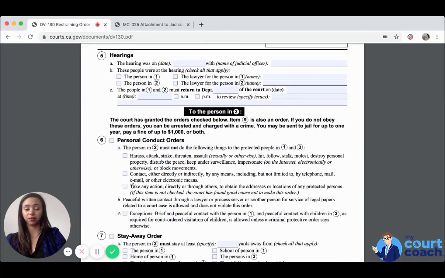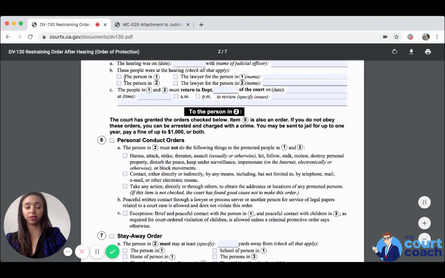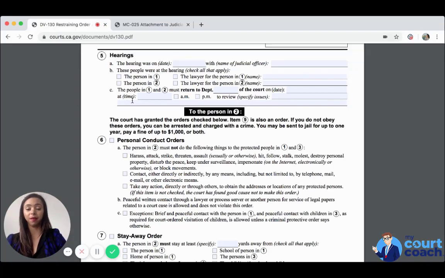So the hearing was on whatever date the court had the hearing, with whatever judicial officer heard your matter, and then we have to note who is present at the hearing. You probably won't be able to complete this part at all because you don't know who's going to be present at the hearing besides yourself. You must go to your own restraining order hearing. So the person in 1, you check off, because that's you. And if the court requires you to come back at a later time to review, let's say, the child custody and visitation orders, for example, then the court will complete this part for you.